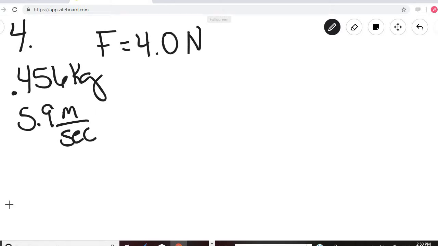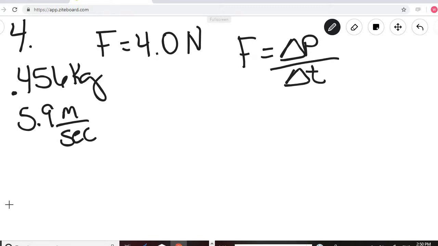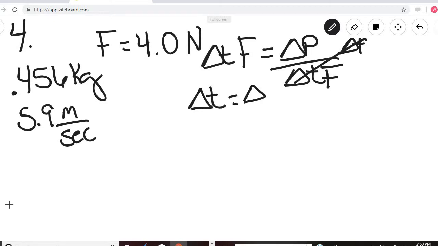4.0 newtons. Okay, so again, we can say that F is equal to delta P over delta T. What we're trying to determine is time, so we'll solve this equation for time. That gets rid of that over there, and we divide both sides by F, so that delta T is equal to delta P divided by capital F.